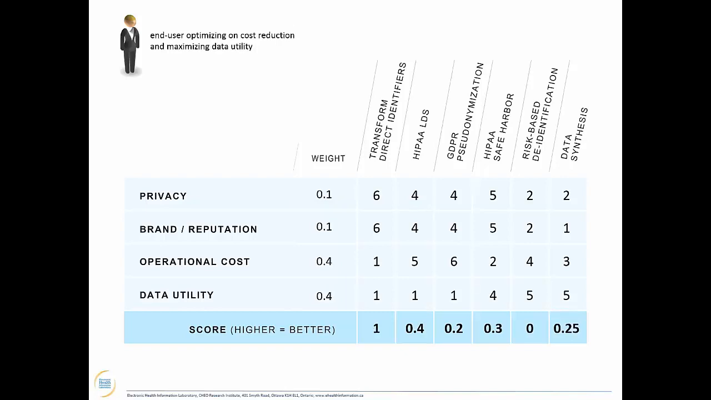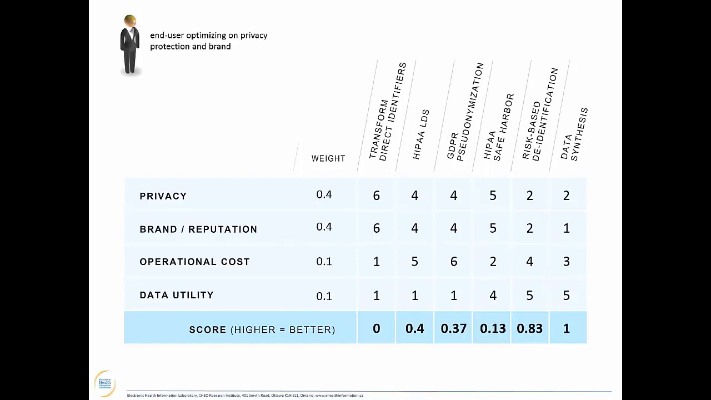And then de-identification and data synthesis are ranked the highest. By changing the weights to another set of priorities, here is a type of organization that emphasizes strongly operational cost and data utility and de-emphasizes privacy and brand and reputation. In this example, just transforming the direct identifiers is the best option, but methods like HIPAA Safe Harbor are also quite attractive. And we see that happening as well. Organizations that are making a deliberate decision but are driven by cost and utility factors as being the most important, they do tend towards basic transformations of direct identifiers and use of HIPAA Safe Harbor.